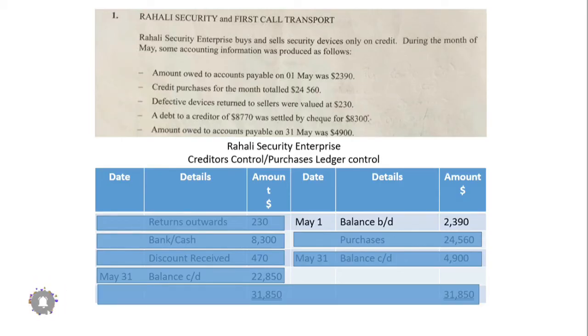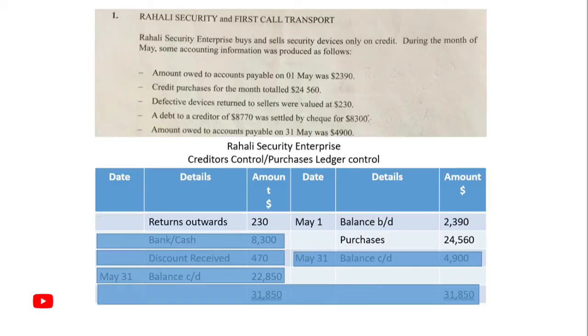The second transaction says credit purchases for the month total 24,560. This would increase your creditors, and so we will put it on the credit side. The next transaction says defective devices returned to sellers were valued at $230. Obviously this is purchases returns, because you are sending back some of the devices to your suppliers because they were defective. So it would be decreasing the amount that you owe to your suppliers, and that would go on the debit side.